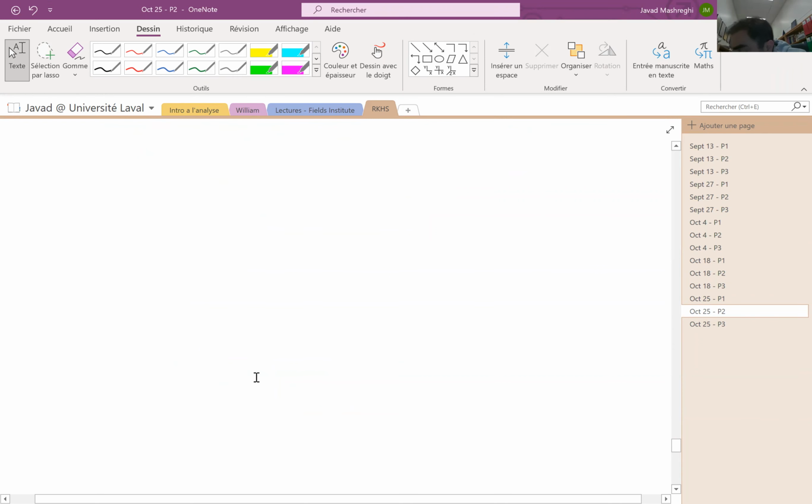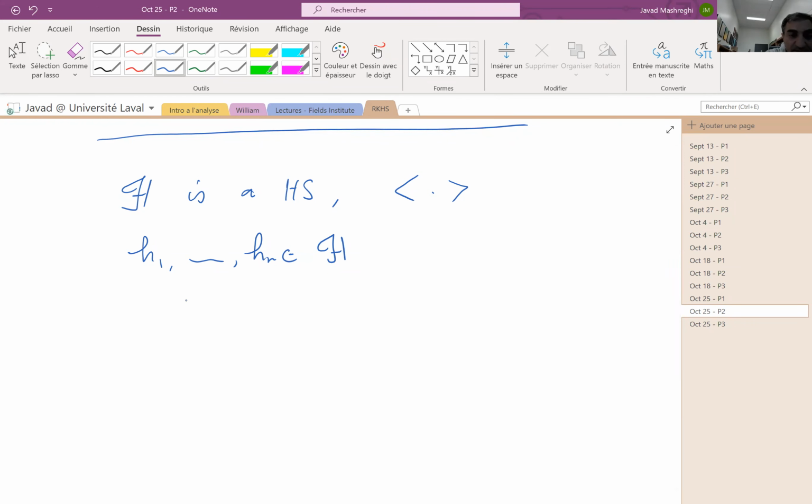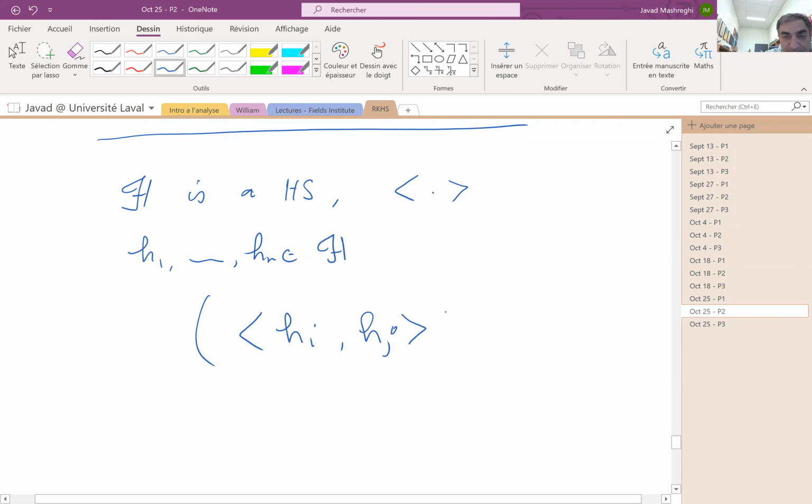First, the definition of Gramian, probably we have seen this before. So H is a Hilbert space with this inner product. Assume that H1 up to Hn are elements of the Hilbert space H. And you form the n by n matrix of inner products of Hi and Hj. This is called the Gramian of these vectors.